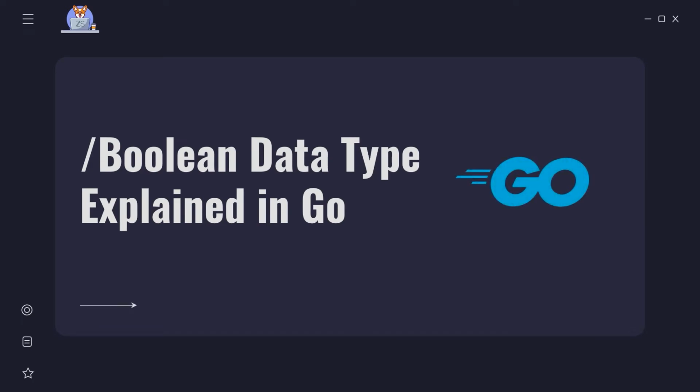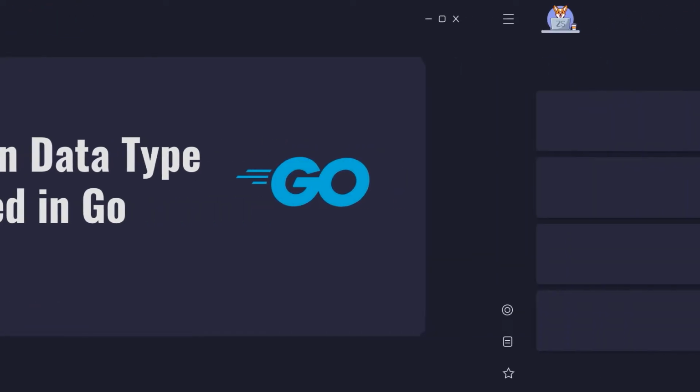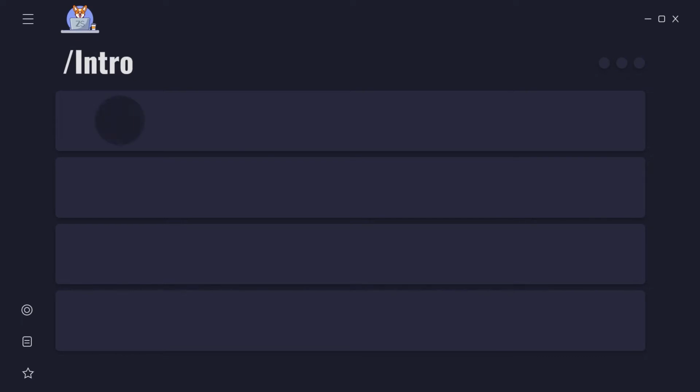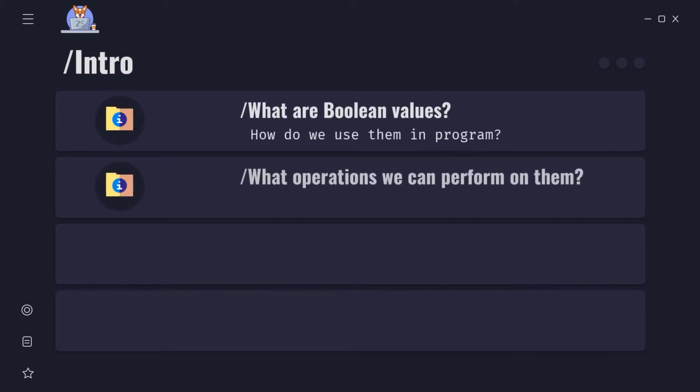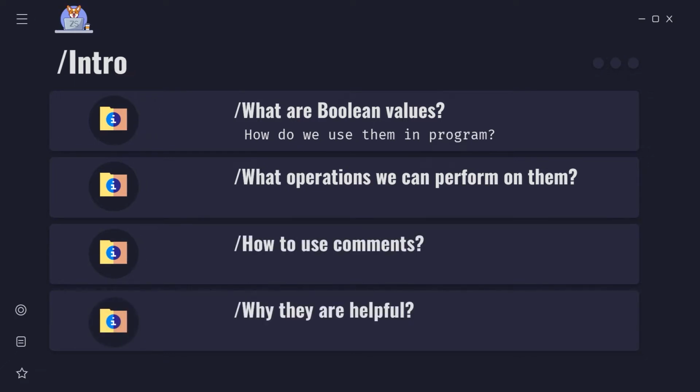Today we will talk about the Boolean data type in Go. What are Boolean values and how do we use them in programs? Then we will see what operations we can perform on them. Also, we will see how to use comments in Go and why they are helpful. So let's get started.